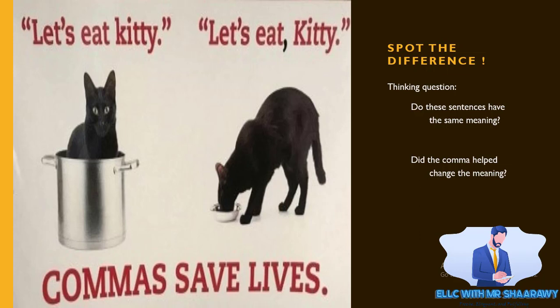Let's eat, kitty. Now you're talking to the kitty, you say let's eat. But the other one on the left side, it's let's eat kitty. So kitty here is an object. Kitty here is what you will eat, and this is totally wrong. So as you can see, they say that commas could save lives.